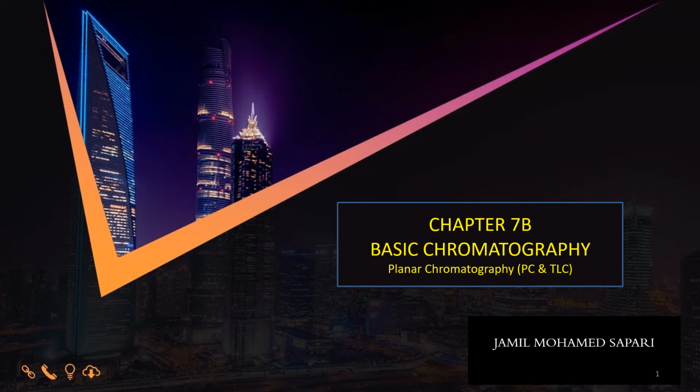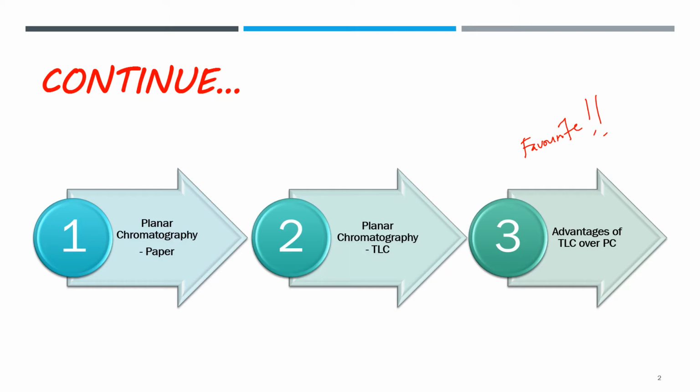Okay, now we proceed with chapter 7b, known as basic chromatography, and we'll be focusing more on planar chromatography, which is paper chromatography and also TLC, thin layer chromatography. In this topic you will learn about planar chromatography, which is paper. The second one is planar chromatography for TLC, and the advantages of TLC over paper chromatography.